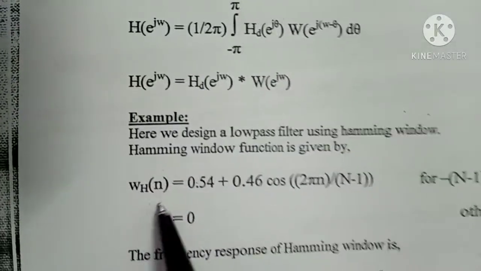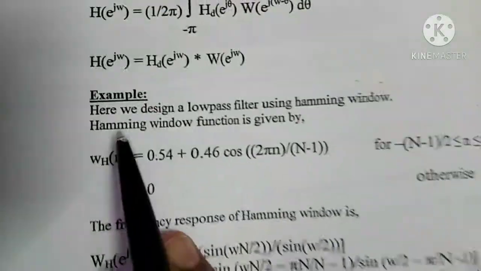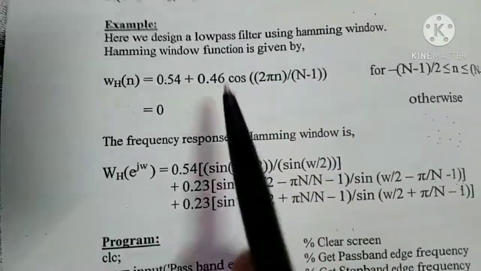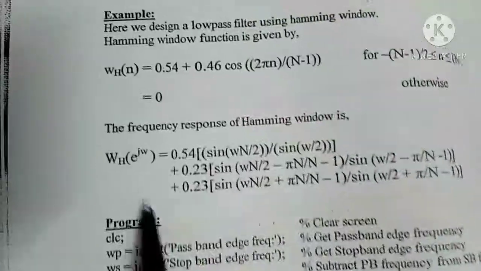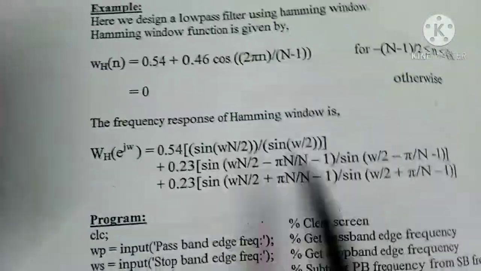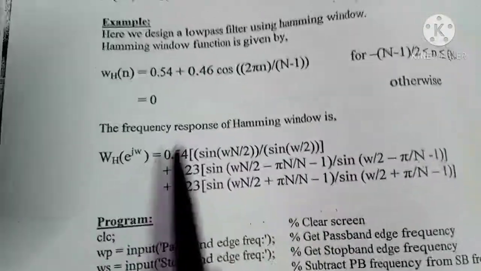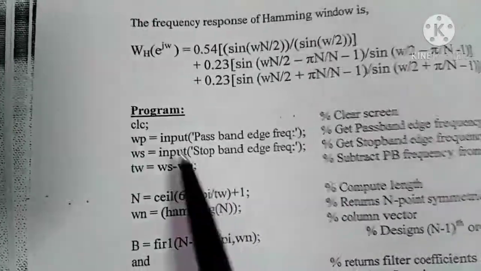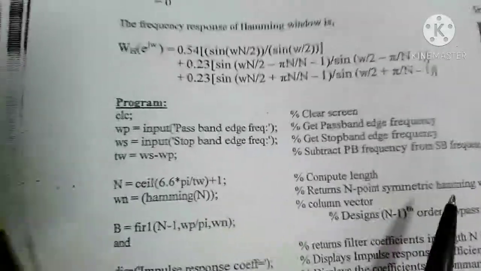In order to do this, there is a formula for the window. This is the formula for the Hamming window. If I take the Fourier transform of w of n, you will get it like this. We are not using all those things, we are directly using the keywords. So first we are calculating the order of the filter by giving how much pass band I require and how much stop band.